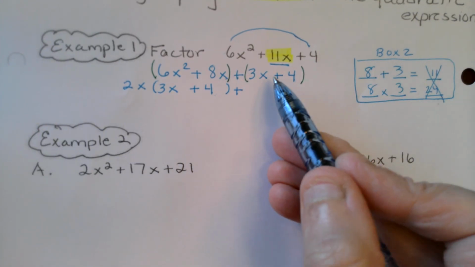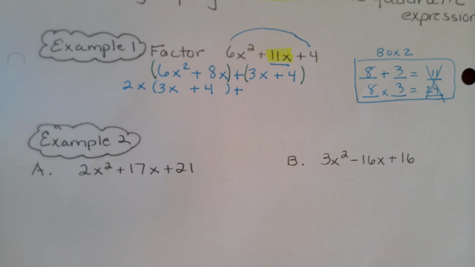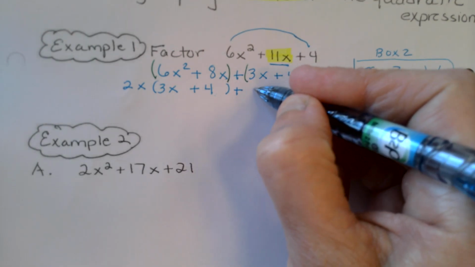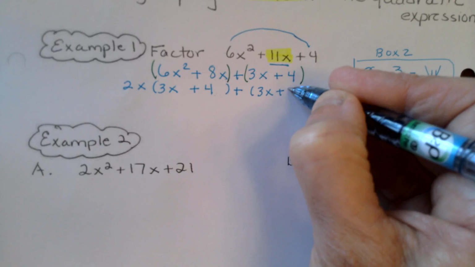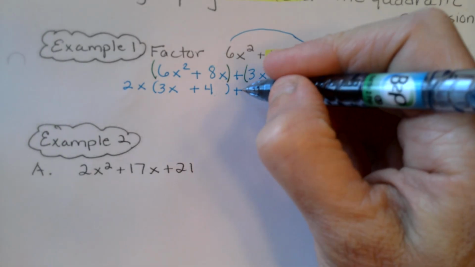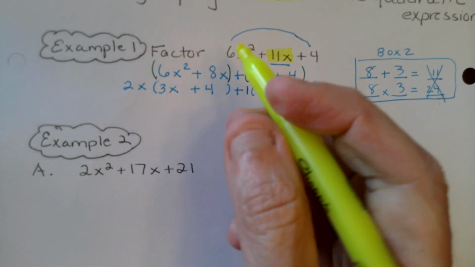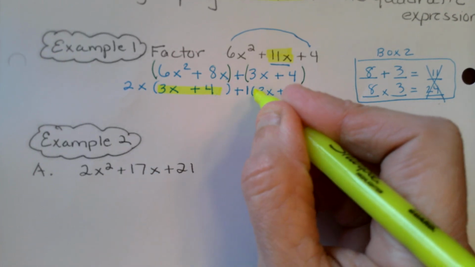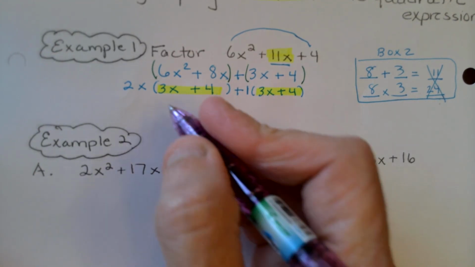Plus, now what can we take out of the 3x plus 4? That's right, nothing. So it's just 3x plus 4. But what really is in front of that? You guys know that. We just don't always write it. A 1. Good. Now look, what do you see? They're the same. Okay, so we can take the 3x plus 4.